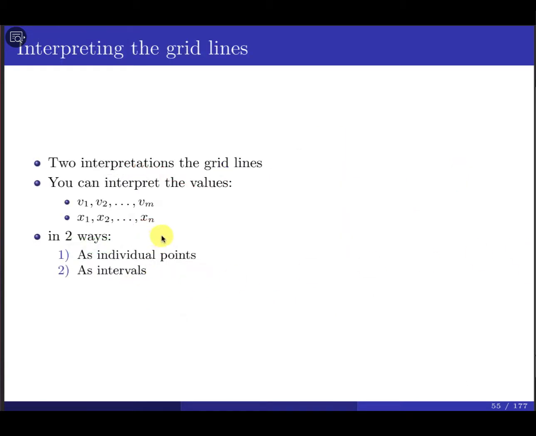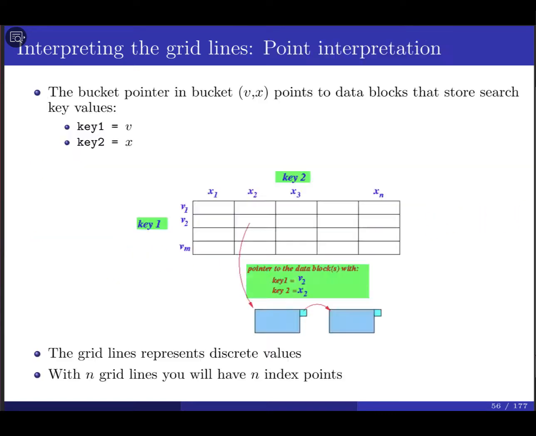We have different ways to build the grid lines, or the coordinate values that you use as grid lines to decide the membership within each bucket. The first one is to use individual points, and the second one can be used as an interval. When we say individual points, that means we're going to use discrete values. So take a look here.